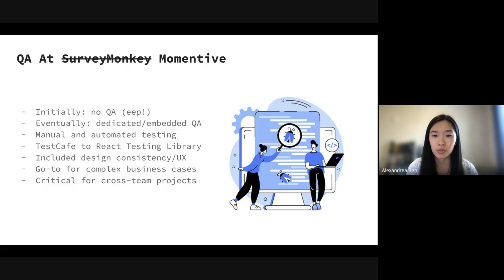Over time, that team grew, got absorbed into engineering, and for some reason or another, didn't have a QA engineer yet. And once we did hire a QA engineer, oh my goodness, I was very, very glad to have her.